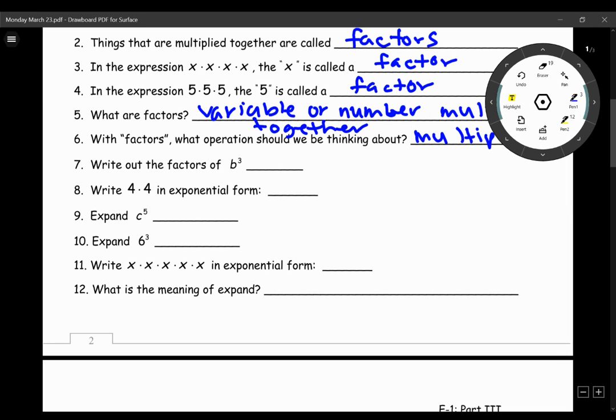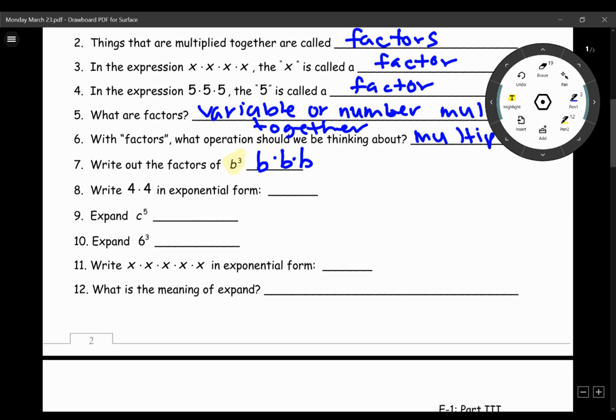So remember, the exponent here tells us how many times we're going to multiply our base. So since it's 3, we're going to multiply our base 3 times. So once, twice, 3 times. Notice how I multiplied b 3 times.